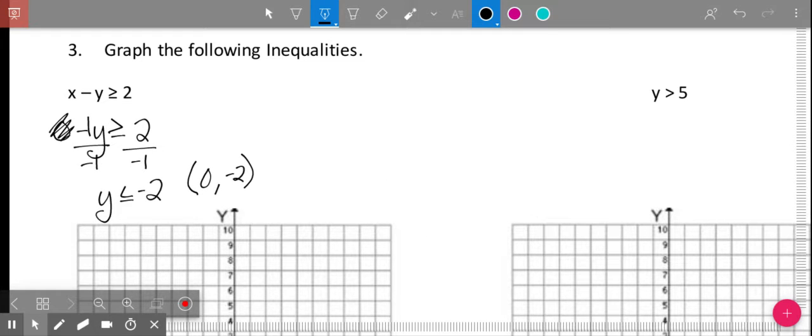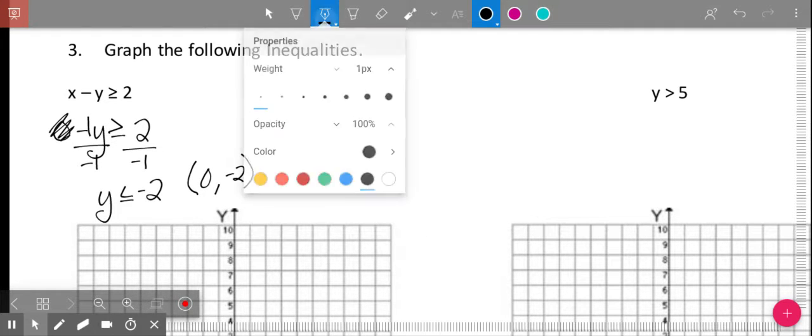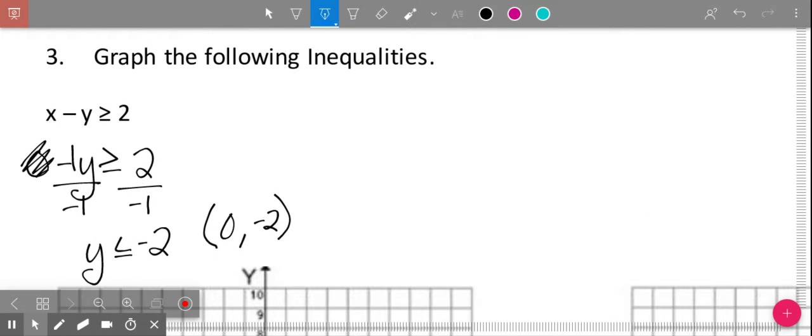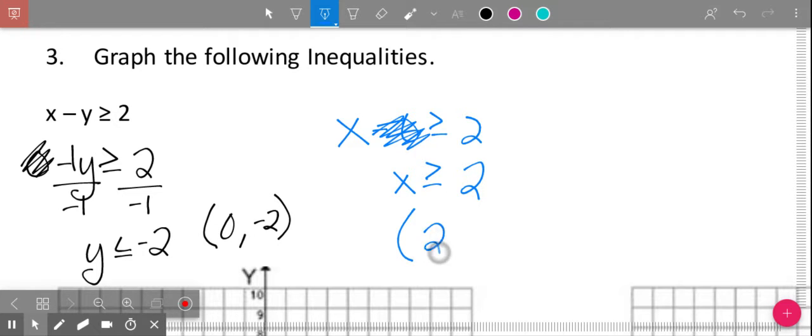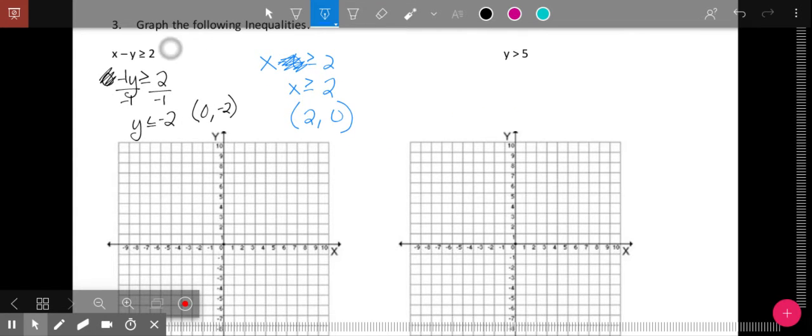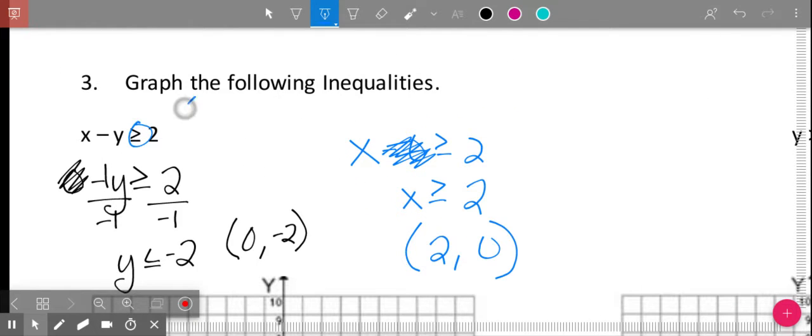Now we also need our x-intercept. Okay, so I'll plug in a 0 for my y. So I'll have x minus 0 is greater than or equal to 2. Well, the 0 just goes away. Solve: x is greater than or equal to 2. So my x-intercept is going to be positive 2, 0. Isn't that nice? Now, we know that this is going to be a solid line.